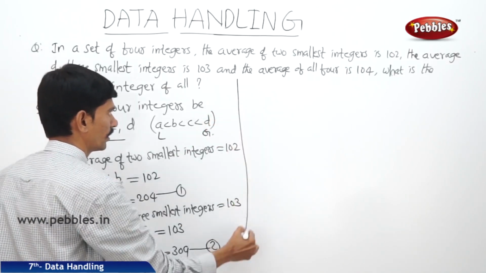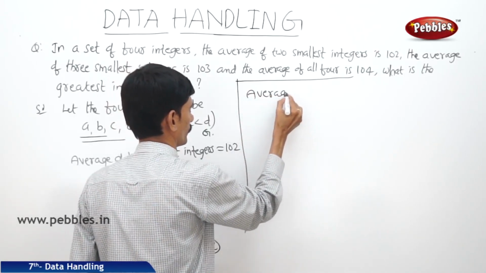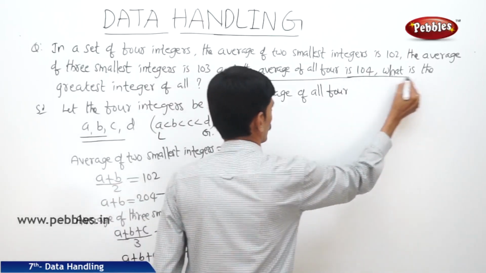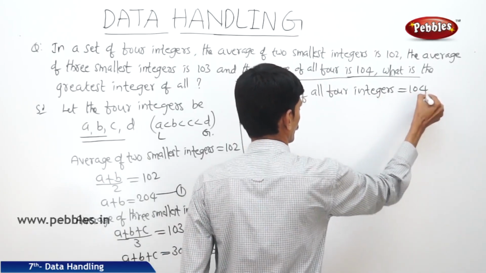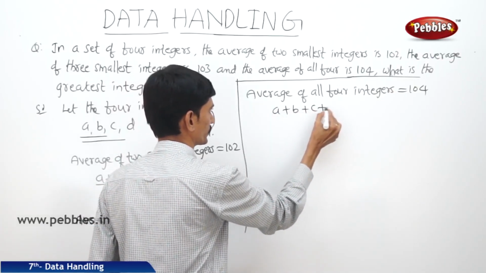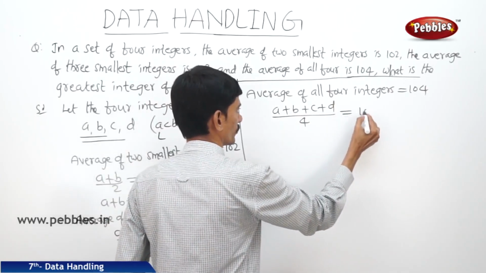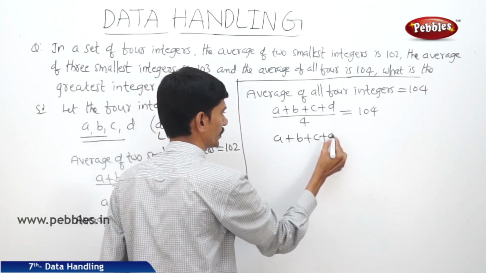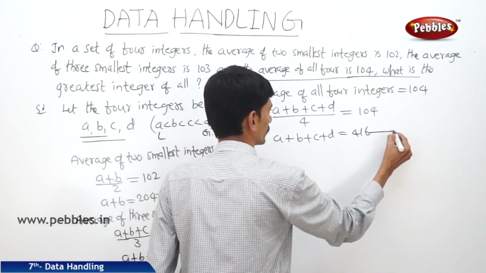And the average of all 4 integers equals 1 or 4. Then a plus b plus c plus d, by all the 4 integers means 4, equals 1 or 4. Now by cross multiplication we get a plus b plus c plus d equals 4 into 1 or 4, 416. This is equation 3.